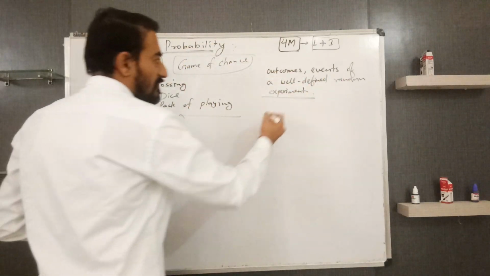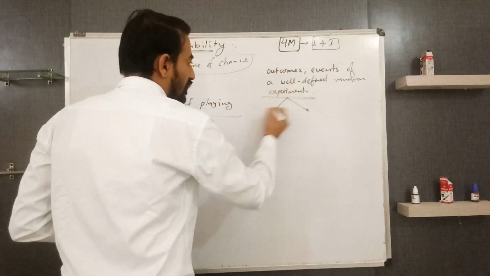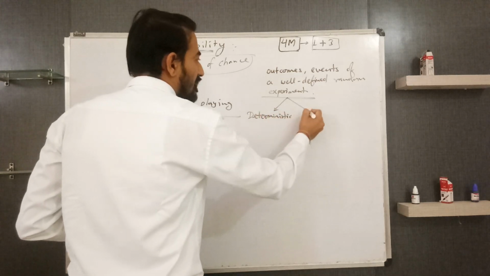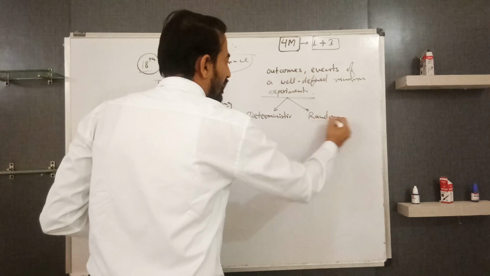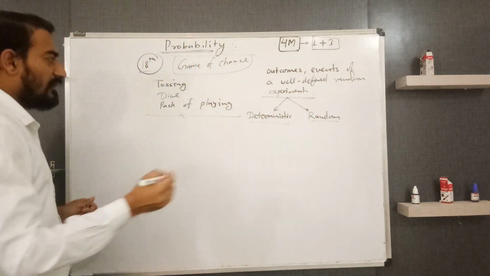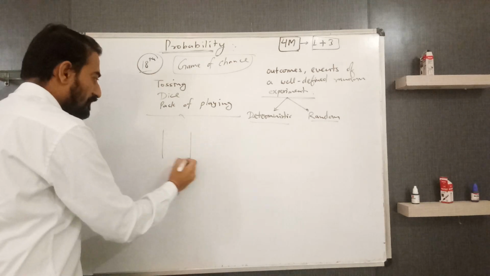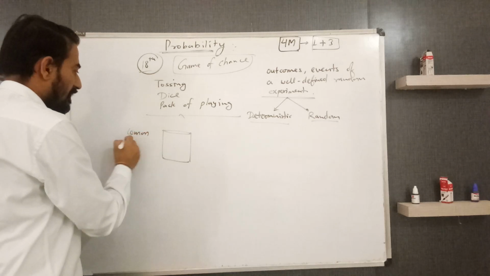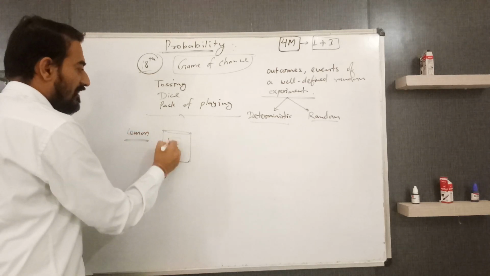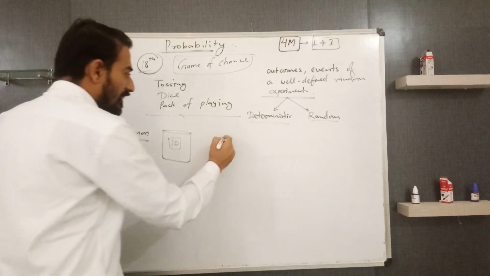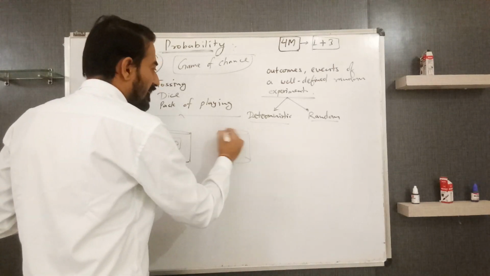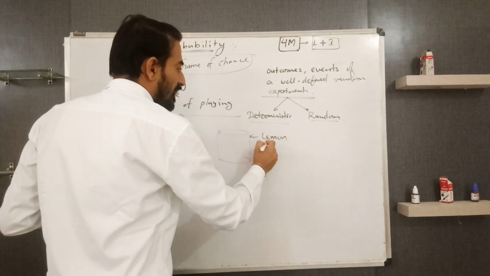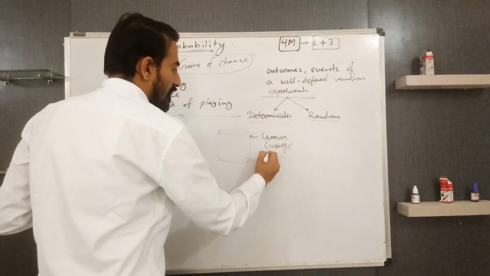Actually, experiments are of 2 types. First, deterministic, and second, random. Just try to understand one example. You have a pack of lemon flavored candies only. You have 10 candies in this bag, and in another bag you have lemon flavored candy, orange flavored candy, mango flavored candy.